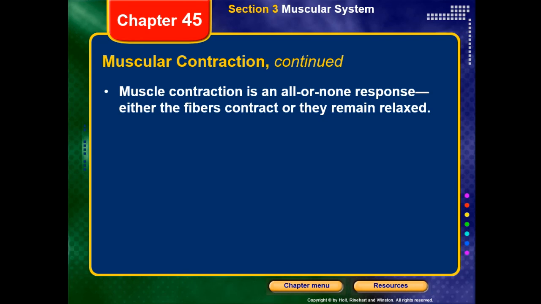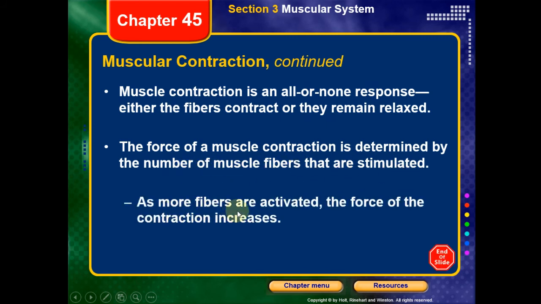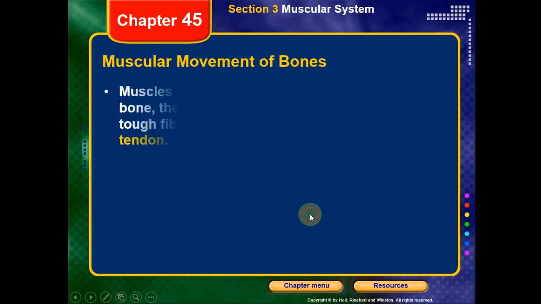Okay, welcome back. I hope you enjoyed the video. So, muscle contraction is an all-or-none response. Either the fibers contract or they remain relaxed. So there is no one sarcomere that will contract by itself. Either all of them or none of them. The force of muscle contraction is determined by the number of muscle fibers that are stimulated. As more fibers are activated, the force of the contraction increases.